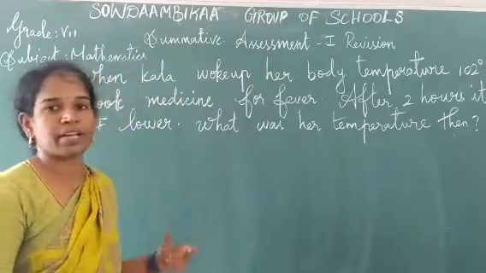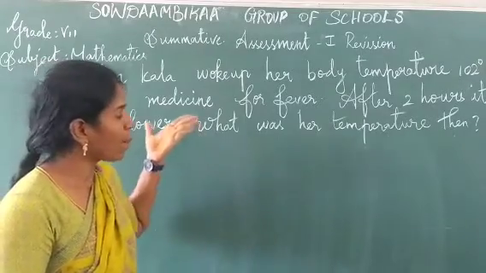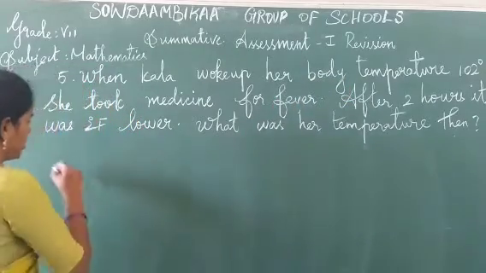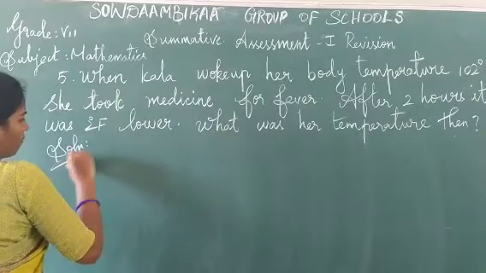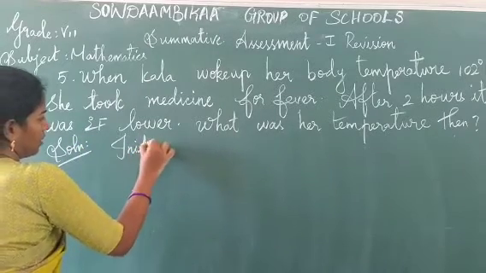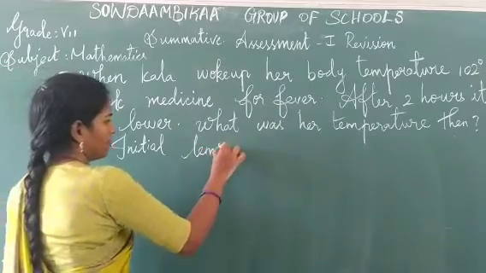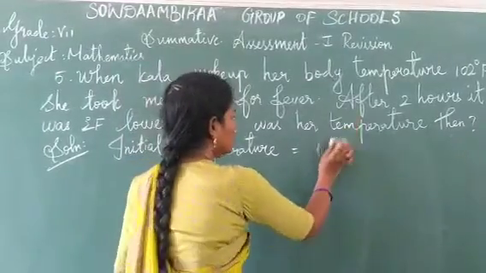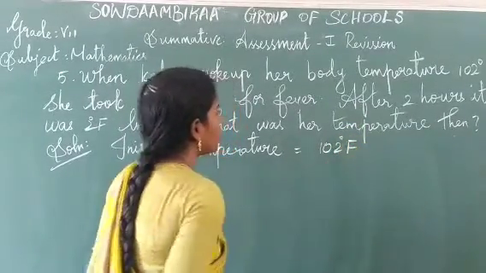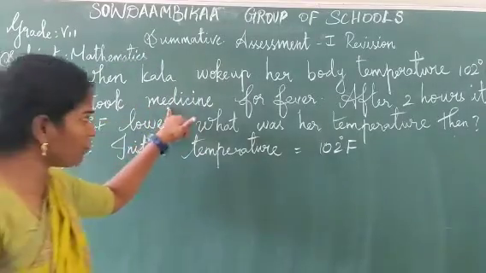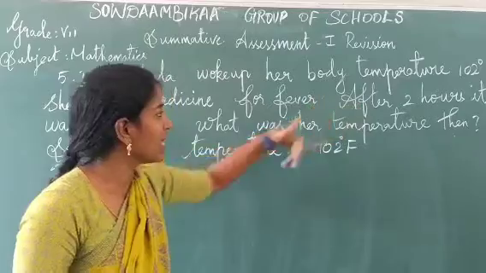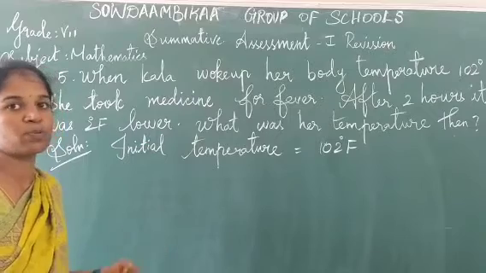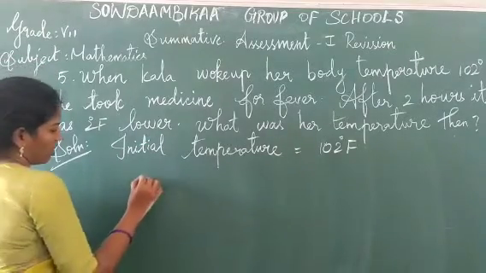Okay, the initial temperature. Kala worker, her body temperature is 102 degree Fahrenheit. So we have to look at initial temperature. Initial temperature is 102 degree Fahrenheit. Okay, dear. She took medicine for fever. After 2 hours, it will be reduced, 2 degree Fahrenheit lower. Lower means reduced. So we have to put a negative sign.